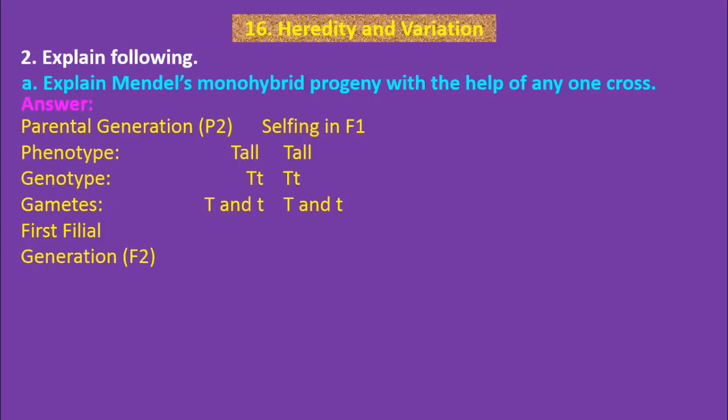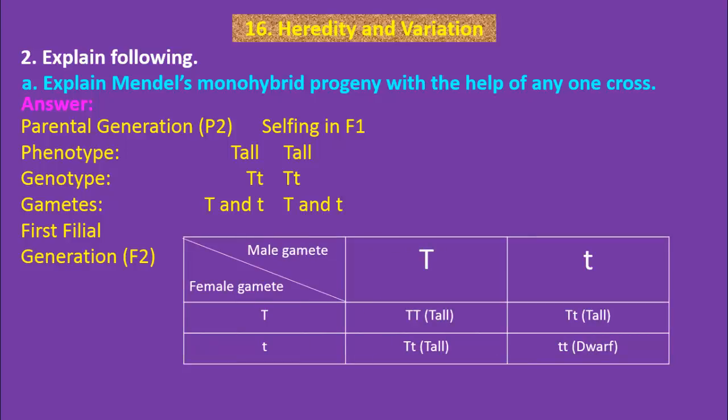Now parental generation P2, selfing in F1, phenotype is tall and tall. Genotype is capital T and small t, capital T and small t. Now gametes are either capital T or small t, in second capital T or small t. So generation F2. So female gametes capital T small t and male gametes capital T small t. Combining them, first capital T phenotype tall, capital T small t phenotype tall, capital T small t phenotype tall, and small t small t dwarf.